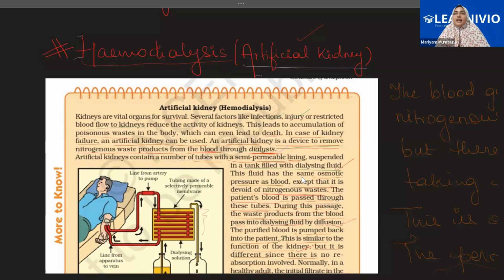Now osmosis will take place, meaning, as I told you, the amount of glucose and all the blood components in the blood and the dialyzing machine is the same. But what did I tell you? What is the one thing that is not there in the machine? Nitrogenous waste, but it is there in the blood. So the nitrogenous waste from the blood, which is at the higher concentration, will move to the lower concentration and our blood will be clean from it. And then this purified blood will be sent back to the person's body. Clear? But this is not a permanent fix.